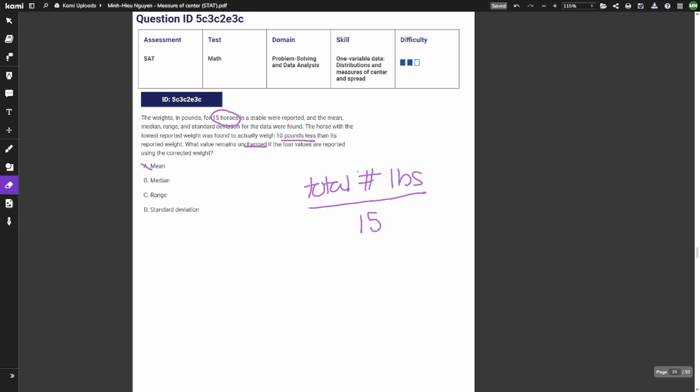Then we have our median, which is just the middle value of all 15. Is the middle value going to change? No. The very first value changes, but not the middle. So our median does stay the same. And our range is equal to our maximum minus our minimum. Here it says the lowest reported weight is 10 pounds less, so our minimum changed, which means our range does not stay the same. And our standard deviation does not stay the same either, because our mean changed, and that means the spread of data is going to be larger.